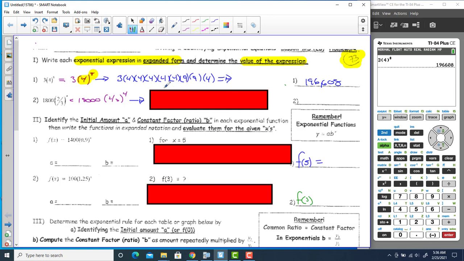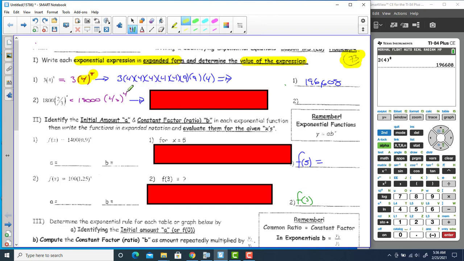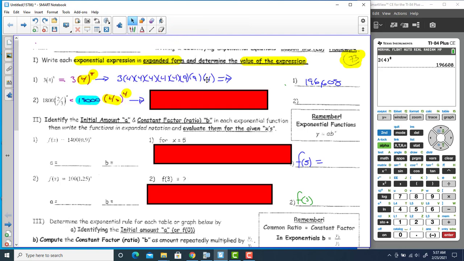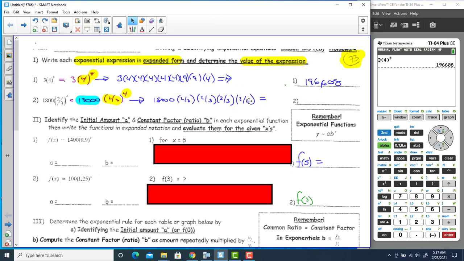In the second expression, ladies and gentlemen, where you have 18,000 times 2/3 to the power of 4. Once again, the expectation is that you understand that the power of 4 belongs to the base of 2/3. That's what's being repeatedly multiplied by the initial or original amount of 18,000. Because our value is between 0 and 1, it's a fraction, we're actually going to be doing repeated division in this multiplication process. So our initial amount is going to go down. Hopefully you're able to expand that. And when you do so, you show that you have 4 repeated multiplications of 2/3.